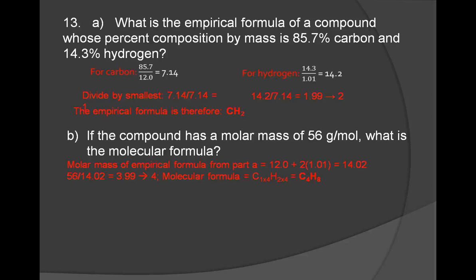The empirical formula is CH2. B. If the compound has a molar mass of 56 grams per mole, what is the molecular formula? The molar mass of the empirical formula from part A is 12.0 plus 2 times 1.0 equals 14.02. 56 divided by 14.02 equals 3.99, which is 4. The molecular formula is C1 times 4, H2 times 4, equals C4H8.